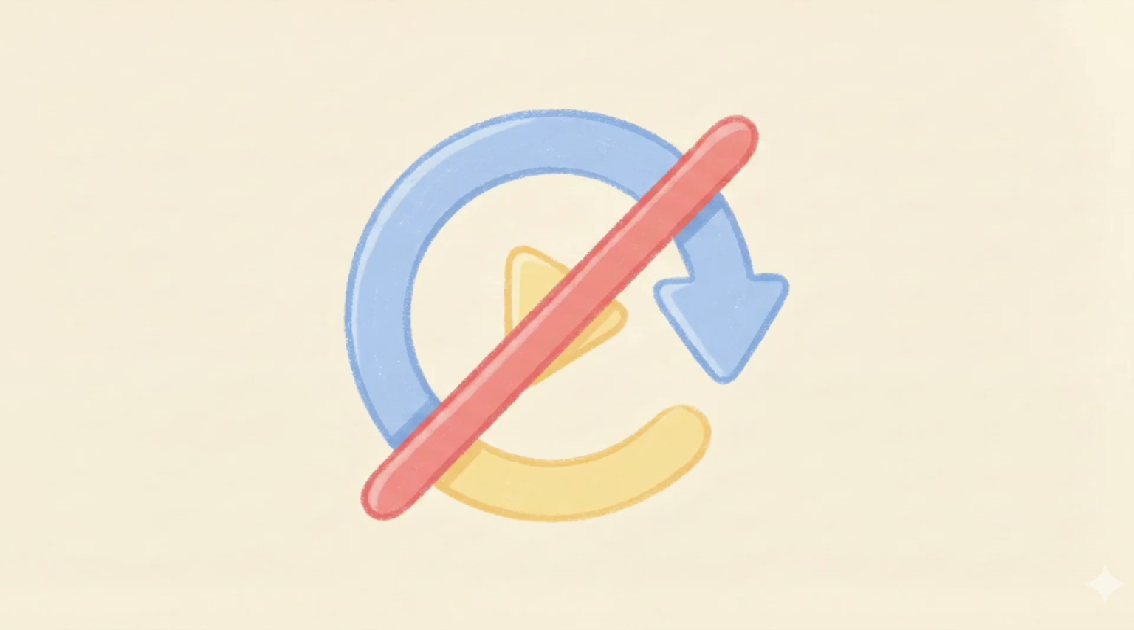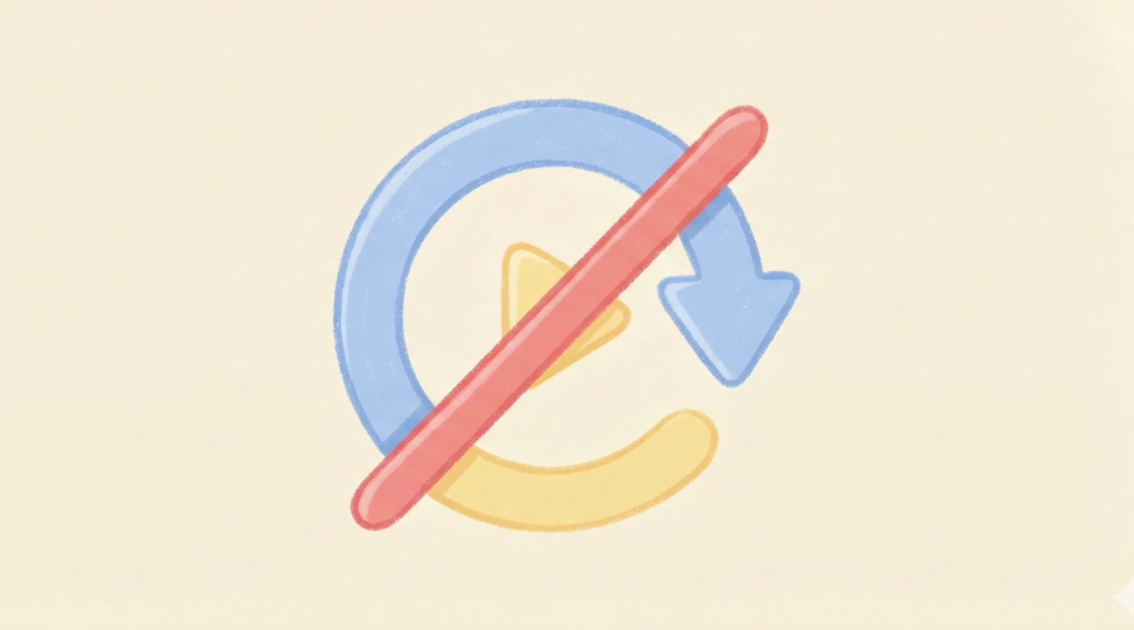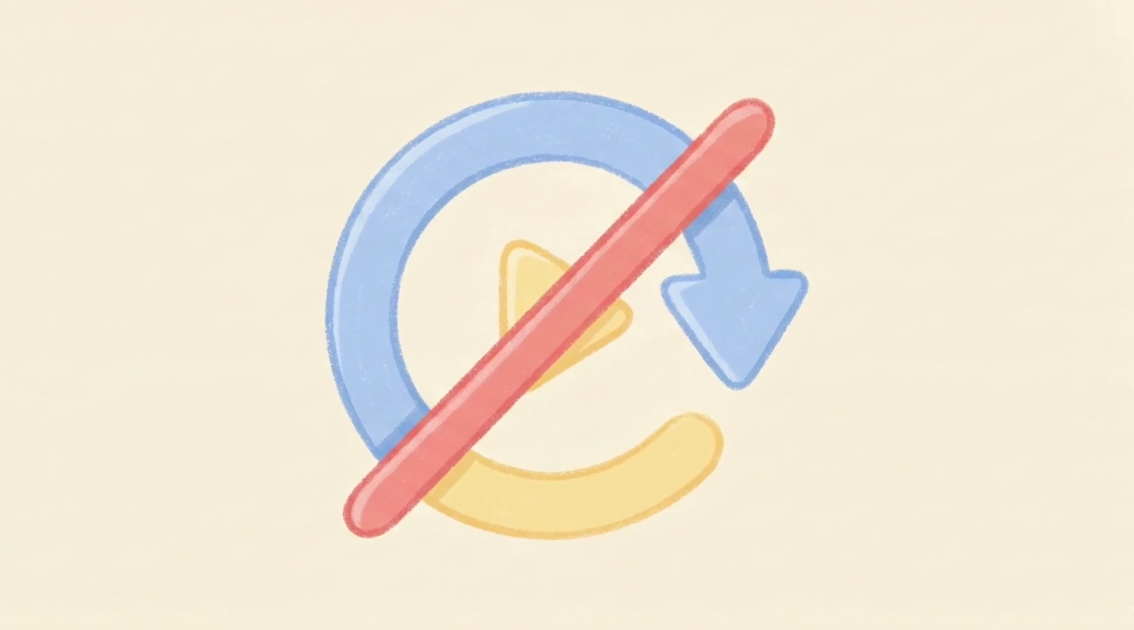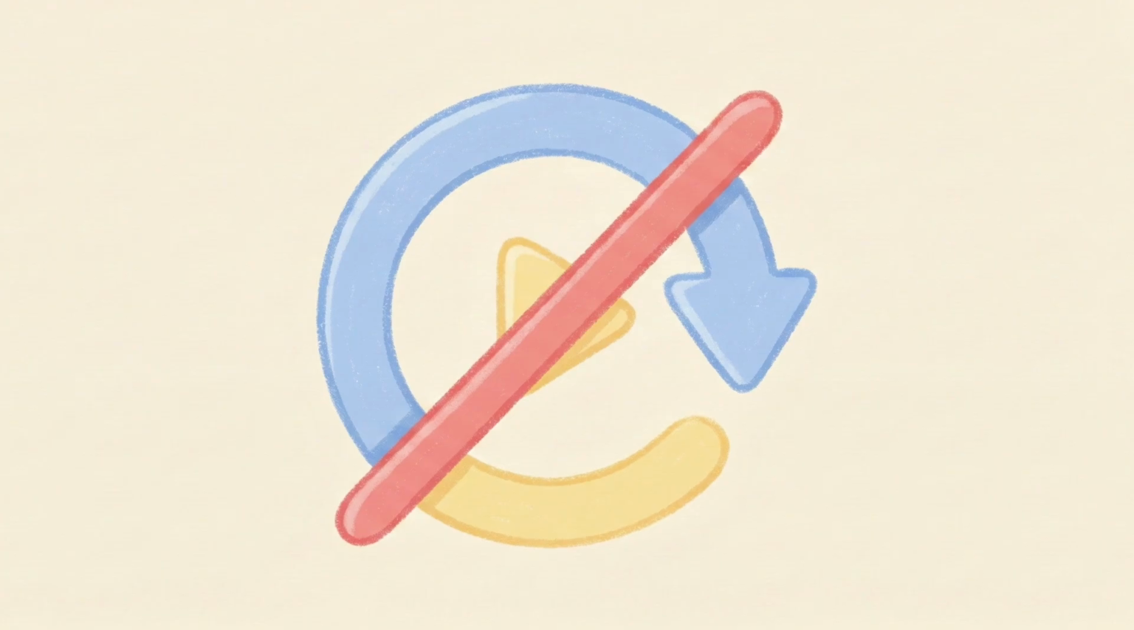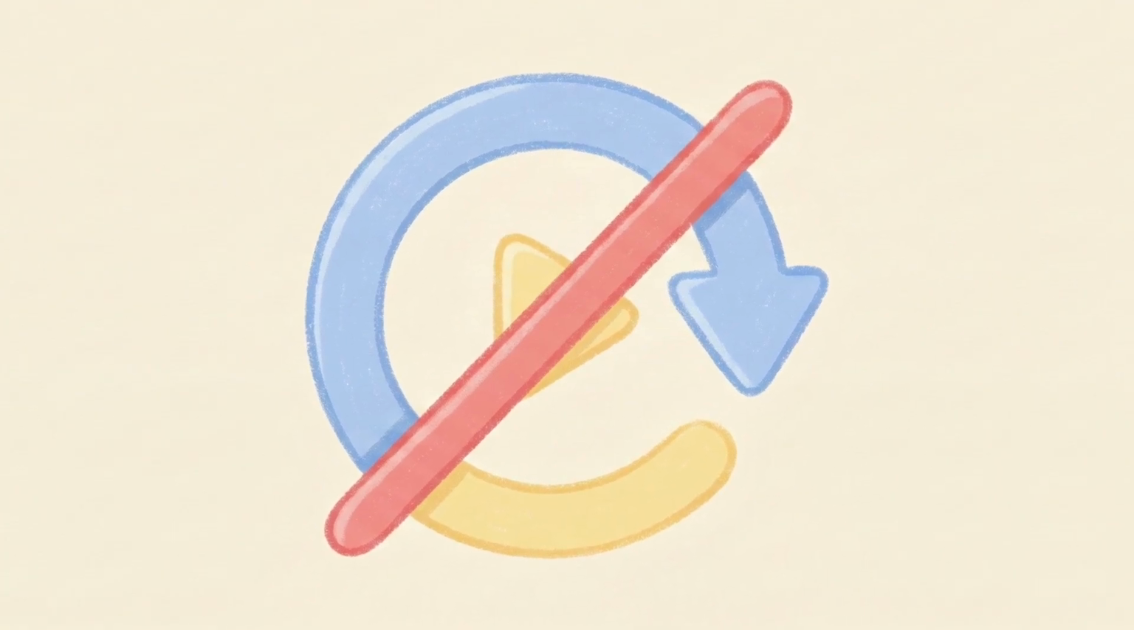7. Turn off autoplay. Autoplay is dangerous because it pulls kids into content spirals. Turn it off: YouTube, Settings, Autoplay, Off. This ensures videos don't automatically jump to the next one.